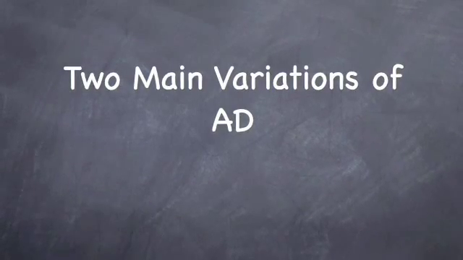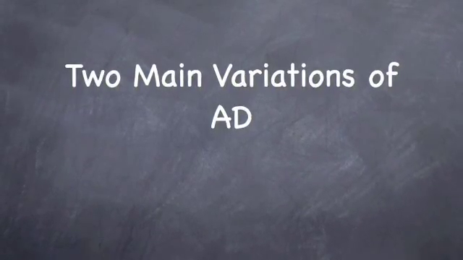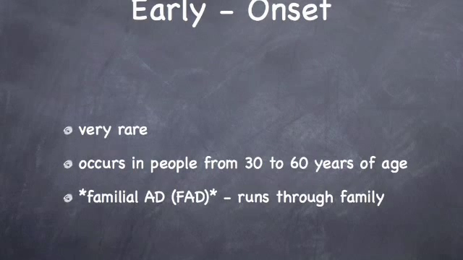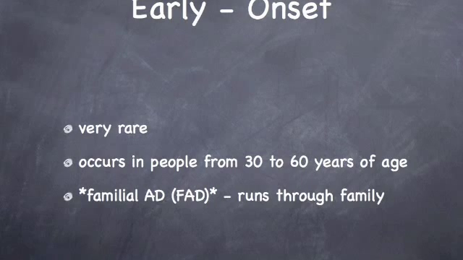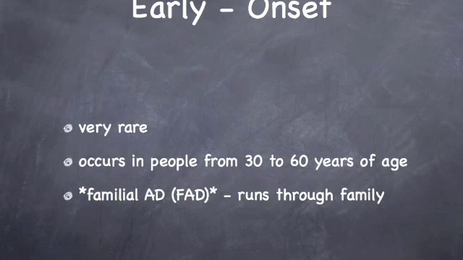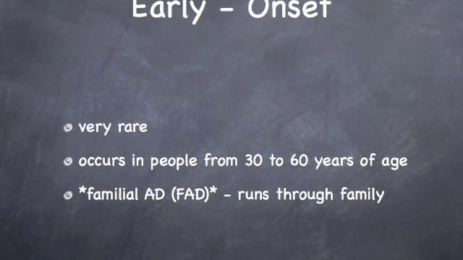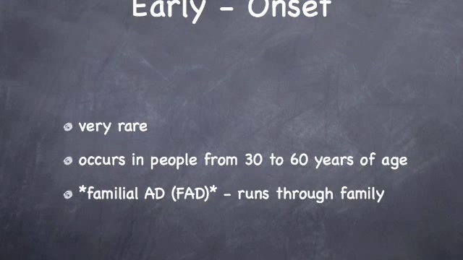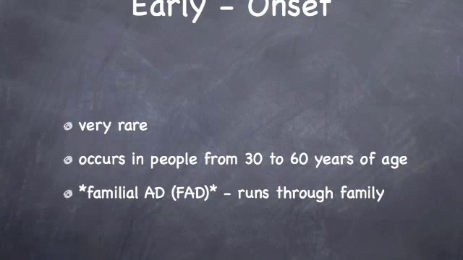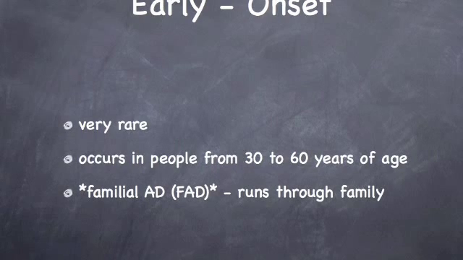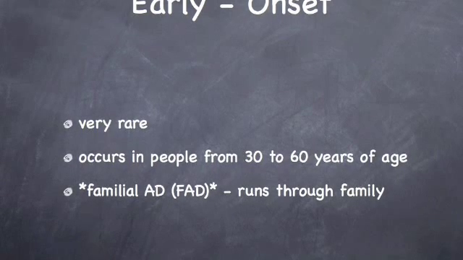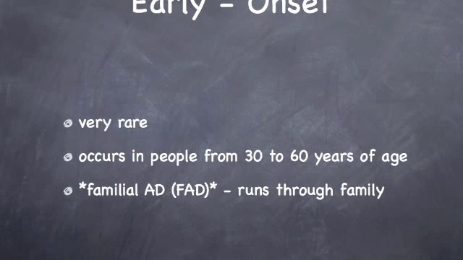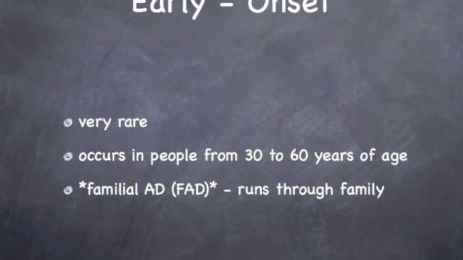Now let's talk about the two main types of Alzheimer's disease. First is early onset. Early onset is a very rare type of AD, occurring in only 5% of all cases. It occurs in people from 30 to 60 years of age. Researchers have found that mutations in certain genes cause most cases of early onset AD. If a parent has any of these genetic mutations, his or her child has a 50-50 chance of inheriting the mutated gene and developing early onset AD.